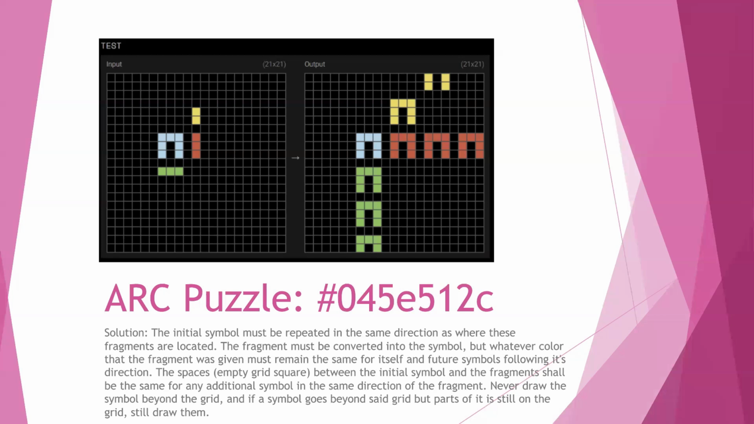Finally, never draw the symbol beyond the grid, and if a symbol goes beyond said grid, but parts of it are still on the grid, still draw them. So because of the positioning and direction of the yellow symbols, if we follow it, then that means that the top portion of the yellow symbol won't be drawn on the grid because it's out of bounds. But because these small little legs are still within the grid, we still have to draw them.